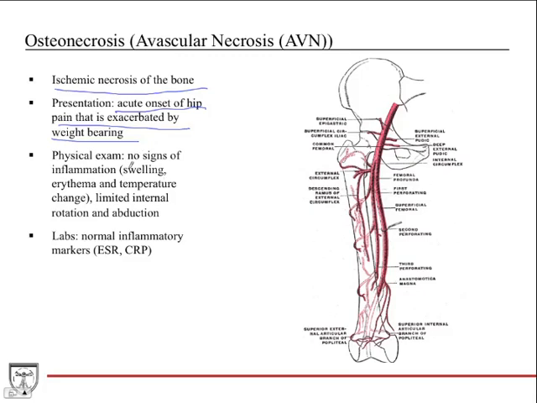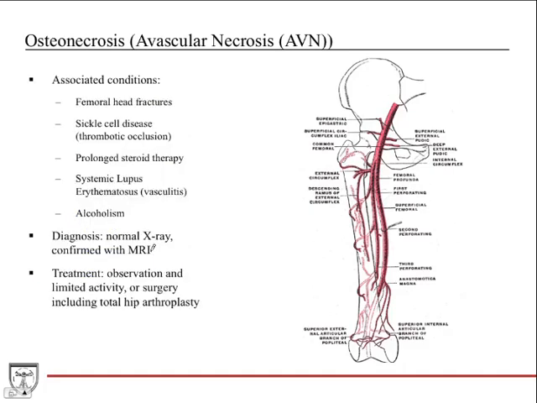Physical exam, there's going to be no signs of inflammation. So what are some signs of inflammation? Swelling, erythema, and temperature change. You're not going to see any of these, okay? What you're going to see is that they're going to have limited internal rotation and abduction. As you notice here, internal rotation is a common exam finding you're going to find with hip problems. We saw it with arthritis, same thing here, avascular necrosis, limited internal rotation, but also limited abduction. The labs are going to be totally normal as far as inflammatory markers. So the ESR, CRP, those are going to be normal.